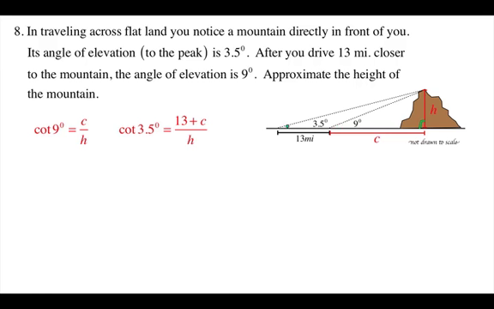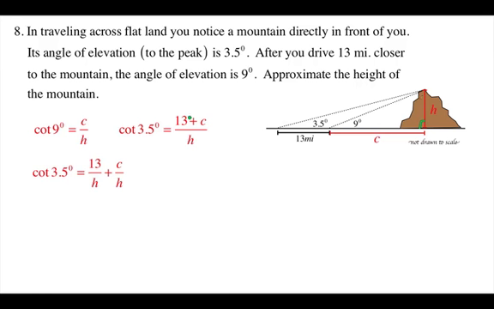Right triangle, the adjacent side is now this distance, which is 13 miles plus c, over the height, which is your opposite side. There's a reason why we're using cotangent instead of tangent, and if you want me to clarify why, talk to me in class.